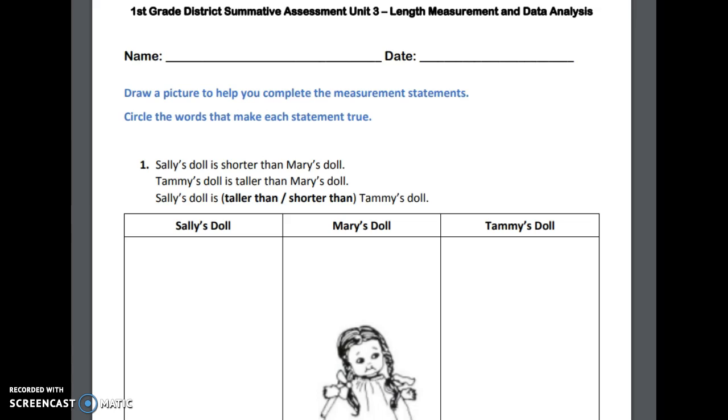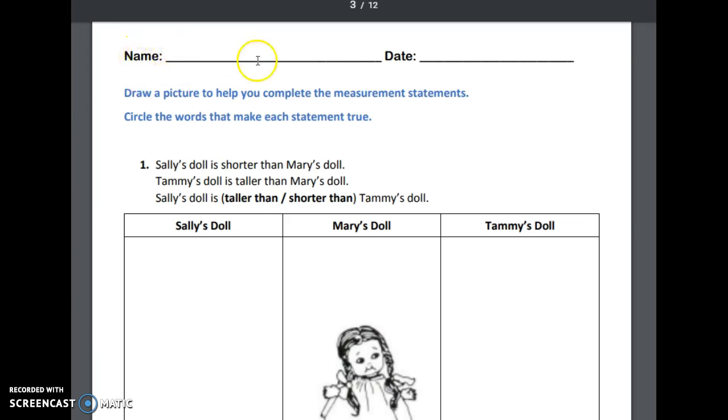Okay, so on the paper test, make sure your name is on. See this blank right here where it says name? Put your name right there.